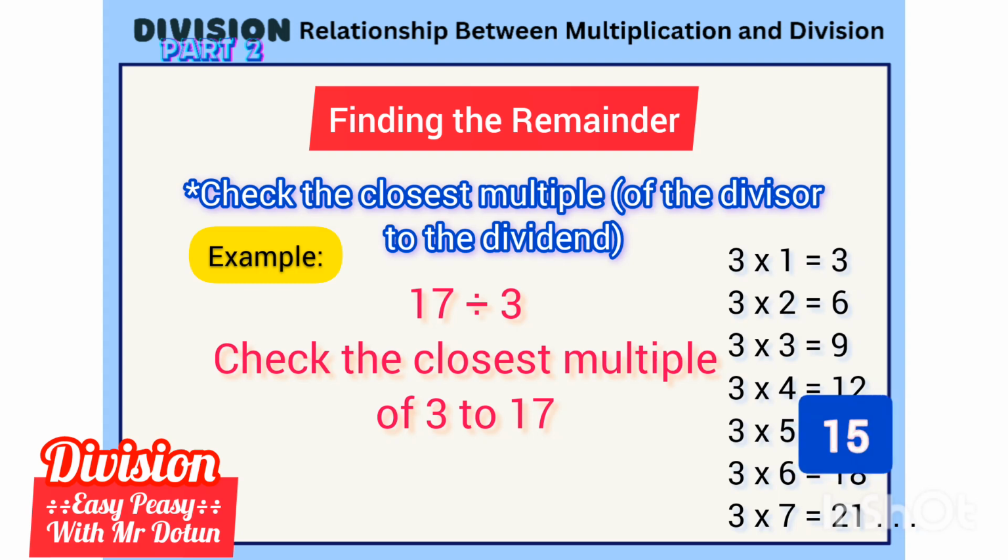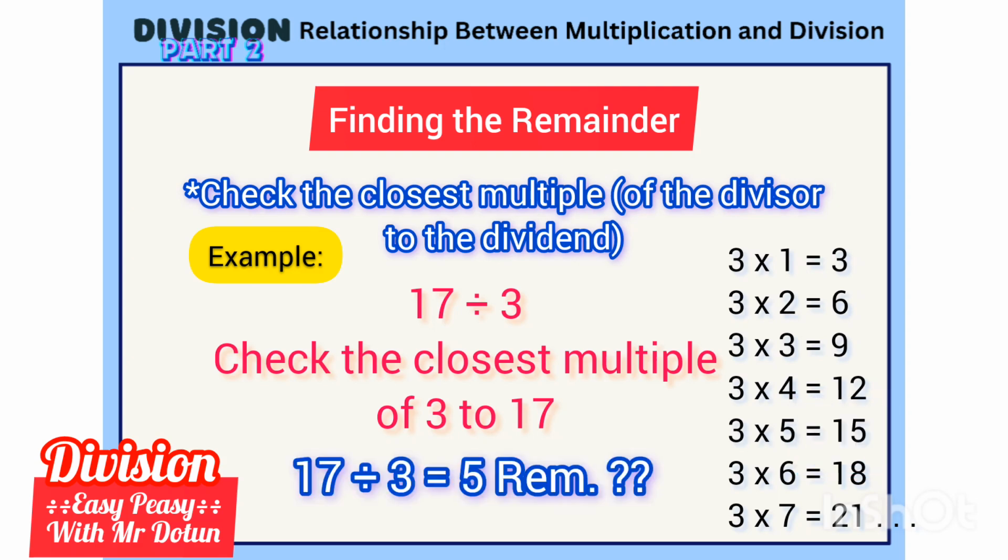When we say closest, we're talking about the number that is less than or equal, not closest from the top. So the one that is less than or equal to the number we're considering. So 15 is the closest to 17. That means 17 divided by 3 equals 5, because 3 times 5 equals 15. But there will be a remainder, because 3 times 5 is 15.